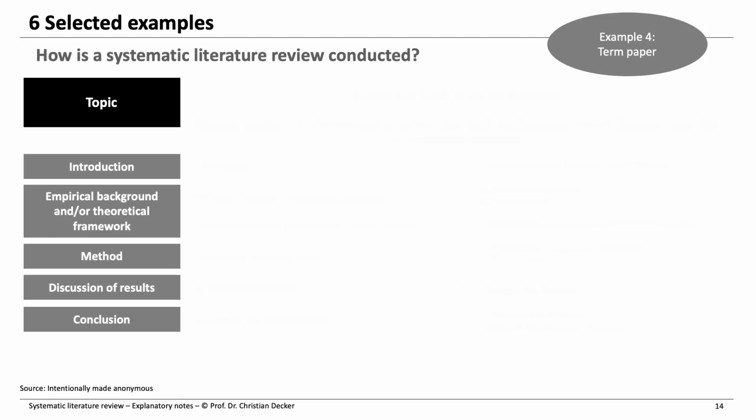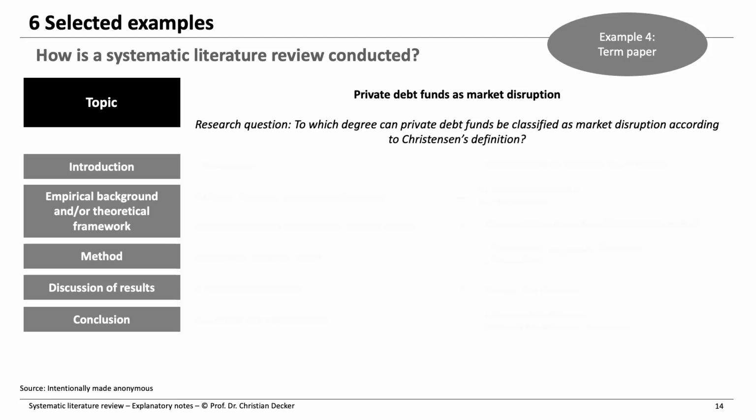The proceedings of a systematic literature review should be demonstrated by another example. The topic of example 4 is private debt funds as market disruption. The research question to be examined is, to which degree can private debt funds be classified as market disruption according to Christensen's definition? The term paper is structured as follows.